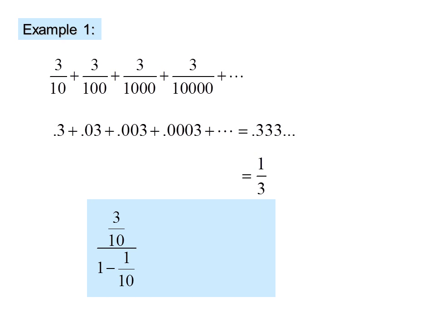We can confirm this by taking the first term, 3/10, over 1 minus r, and r is 1/10. So 3/10 is a, the first term, 1/10 is r, the ratio. So we get 3/10 over 9/10, or 3/9, which is 1/3.